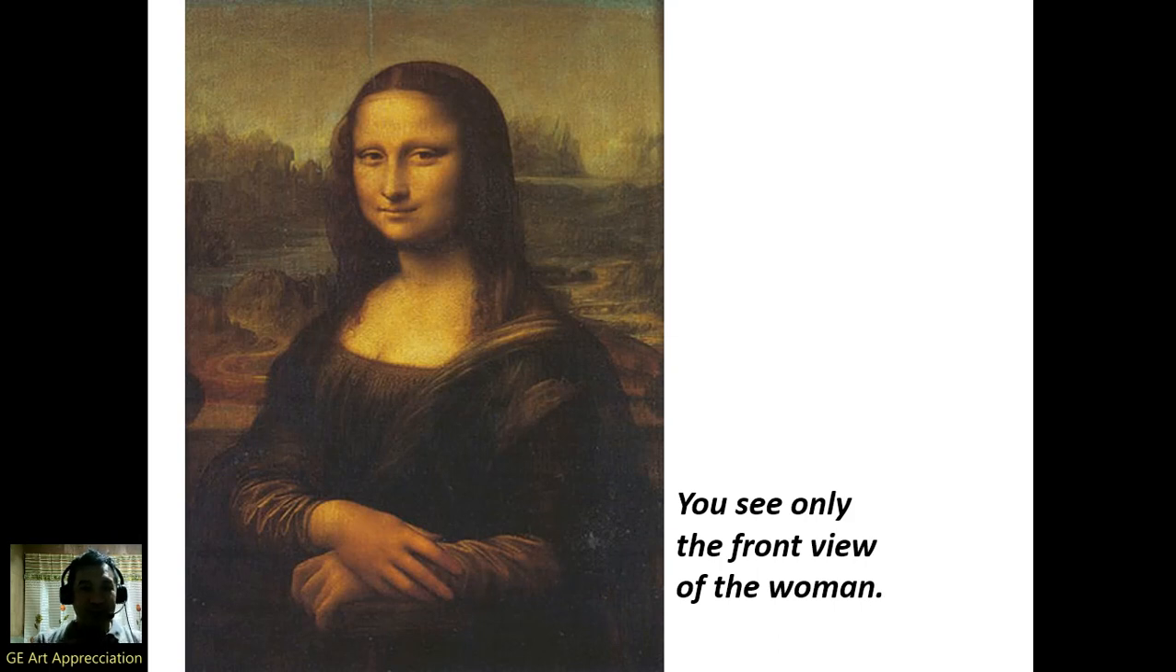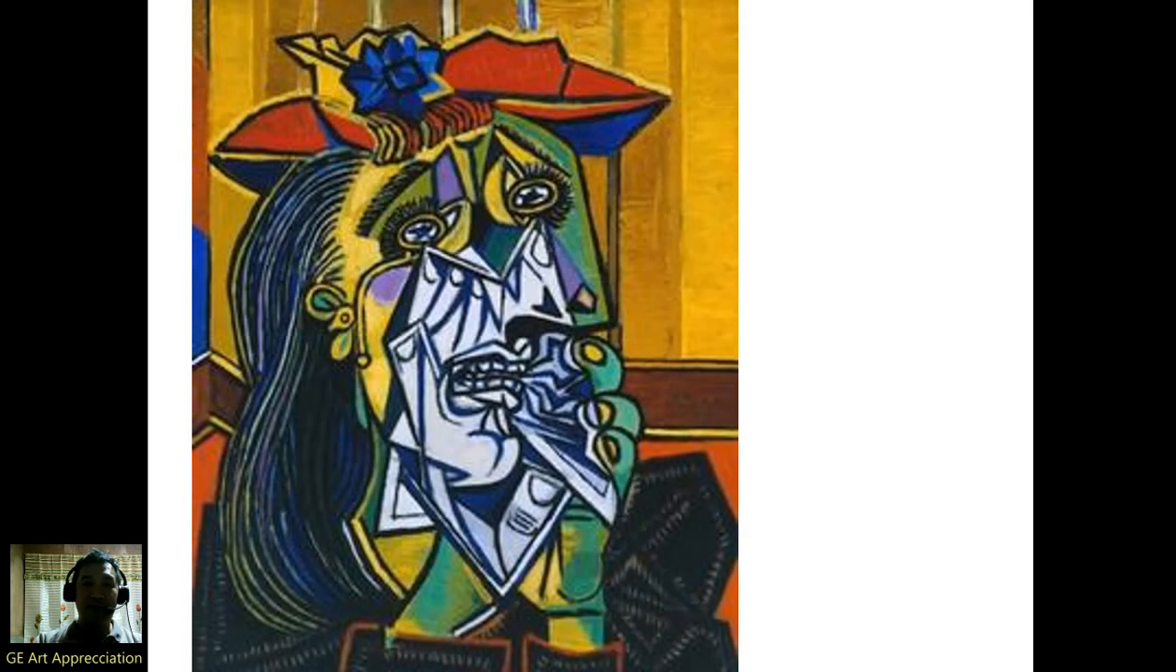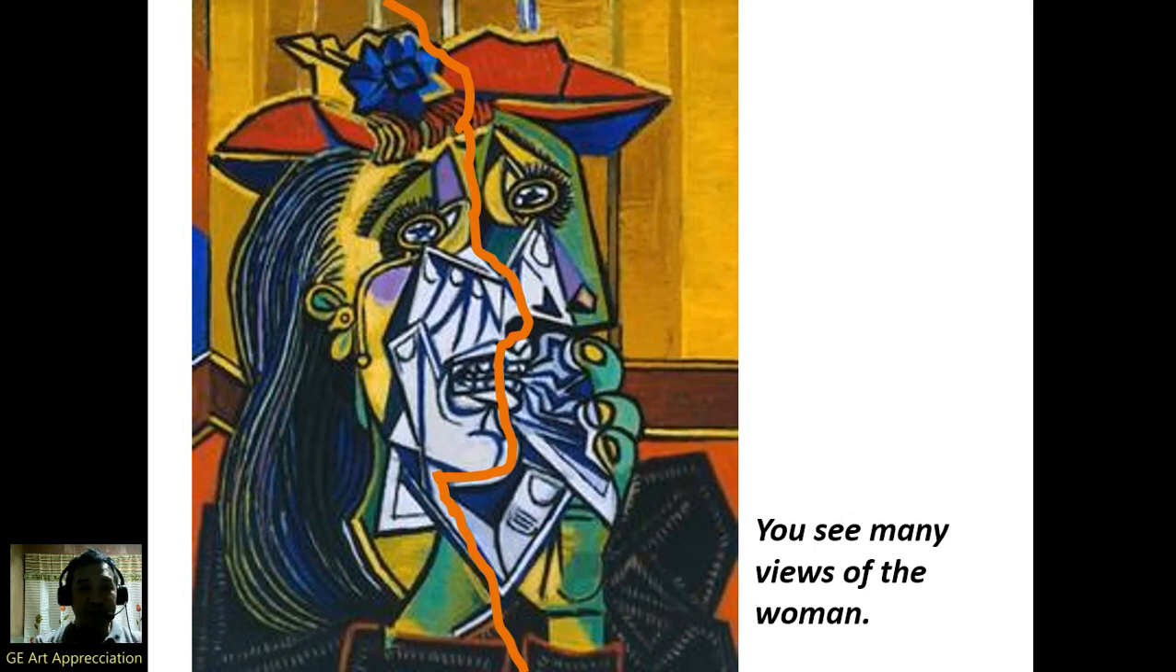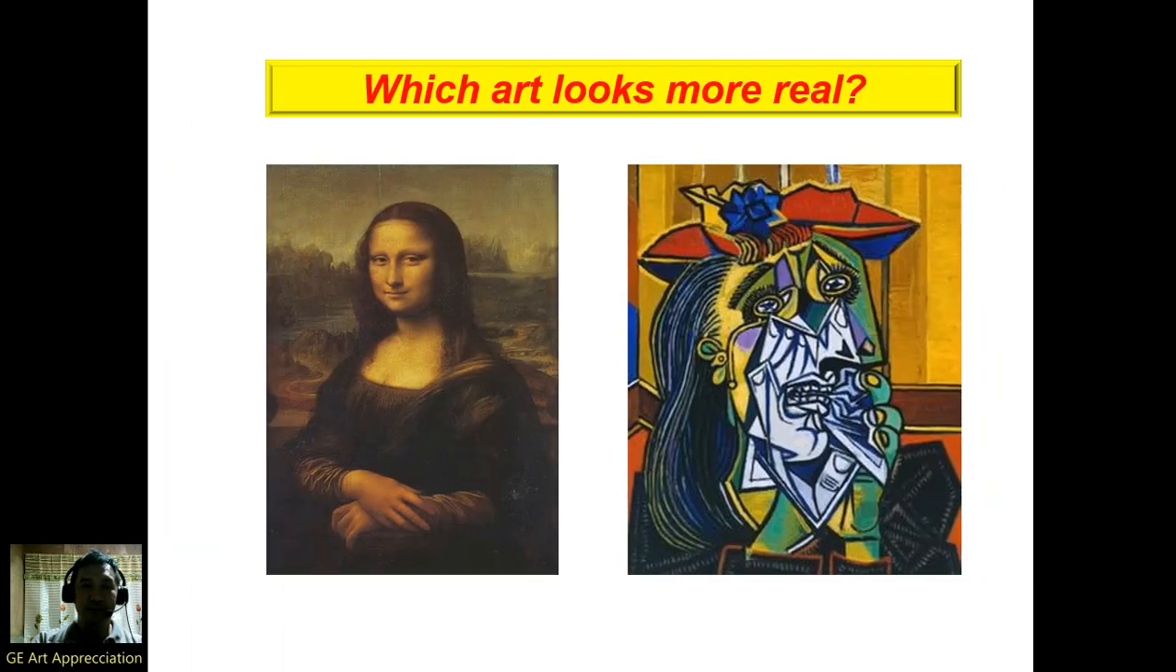So let's analyze. On the painting of Leonardo da Vinci, the Mona Lisa, you see only the front view of the woman. However, on the painting of Picasso, the Weeping Woman, you see many views of the woman. So you can see two faces of a woman crying. So which art looks more real? Is it the Mona Lisa or the Weeping Woman?